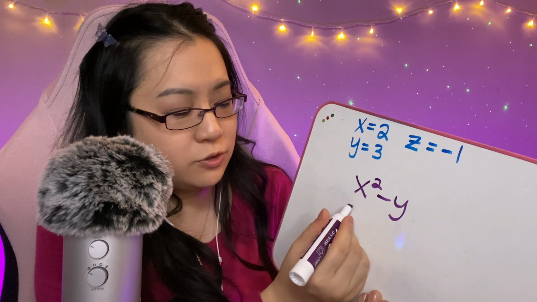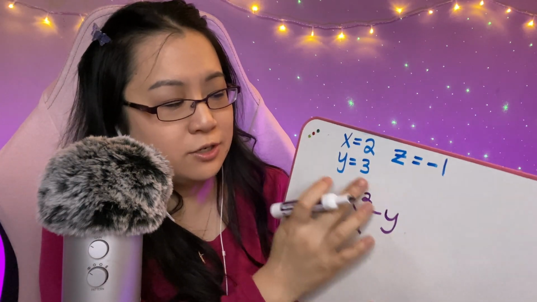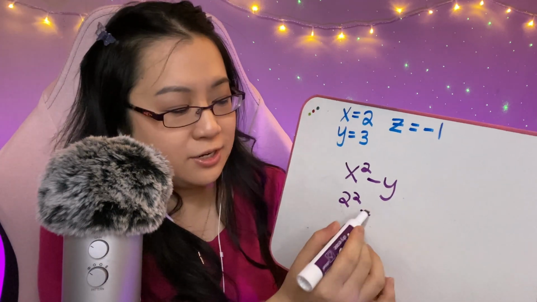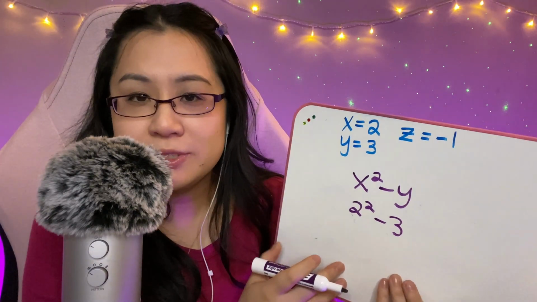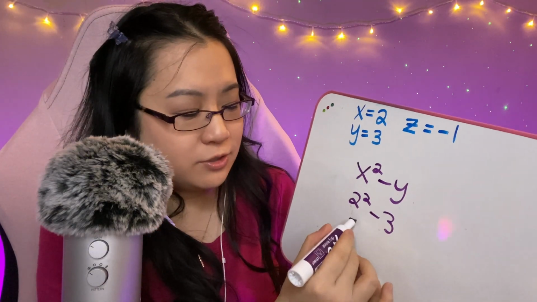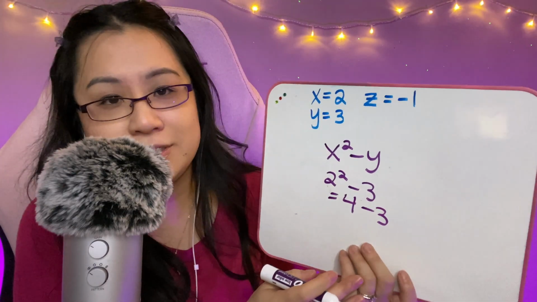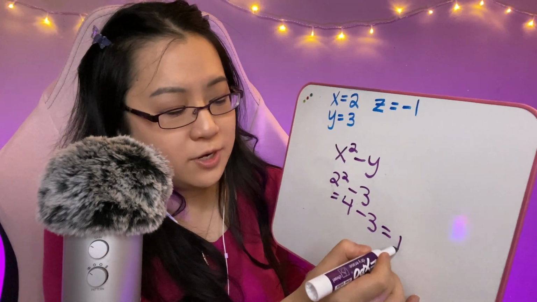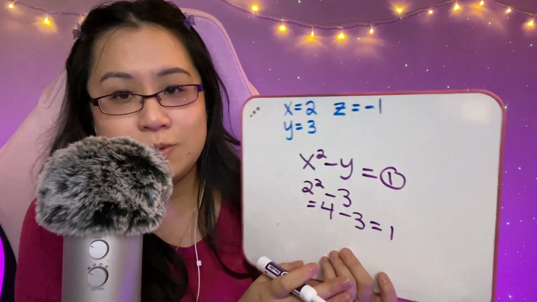So I'm going to do 2, and I'm going to square that, and then I'm going to subtract y, which is 3. So 2 squared is 2 times itself. So 2 times 2 is 4. So this is 4, and then minus 3. And 4 minus 3 equals 1. So in this case, this is equal to 1.